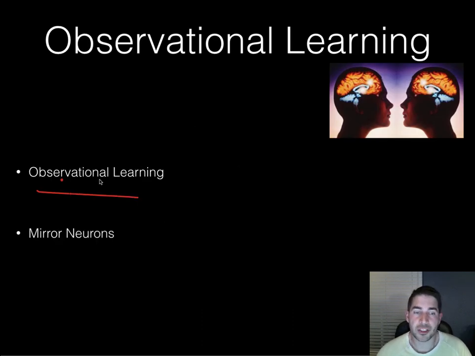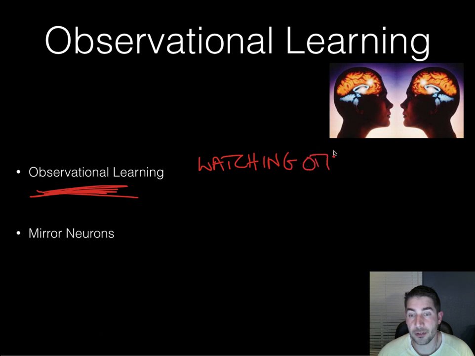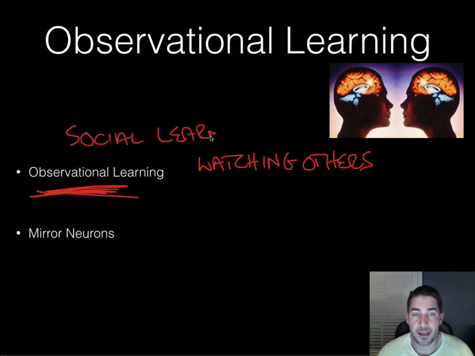So what's observational learning? Observational learning is basically when we learn by watching others. So we learn from others. Pretty simple, right? It's also sometimes called social learning, and it's just exactly what it sounds like. We learn from watching others. We learn from their consequences, from their successes, and we learn if we can get away with something, if we can't.